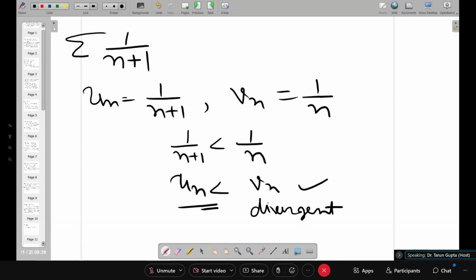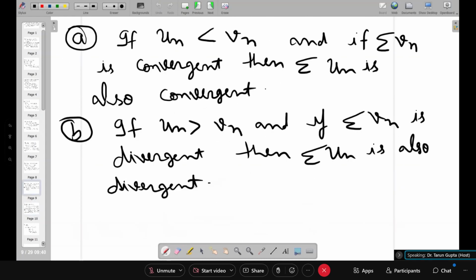If you can find it, then you can check the behavior of the lesser series. If this is divergent, then the given series is also divergent. But here our greater series is divergent, that is, summation vn is divergent by p series test. So for the lesser series you cannot say, because there are two things. If un is less than vn and summation vn is convergent, then summation un is also convergent. And the second part: un greater than vn. If summation vn is divergent, then summation un is also divergent.